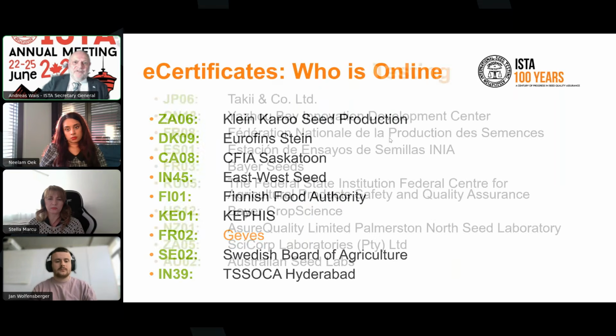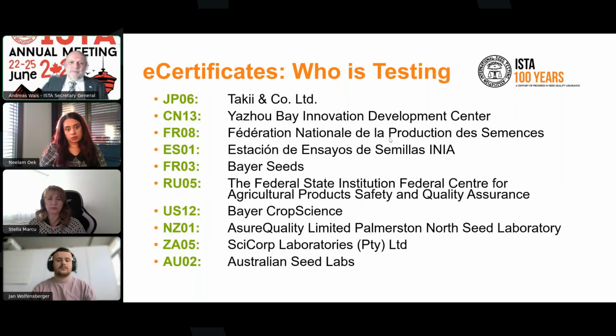We have in final testing also a number of other laboratories. That is Japan 6, China 13, France 8, Spain 1, France 3, Russia 5, US 12, New Zealand 1, South Africa 5, and Australia 2. And with Russia 5, you see that even Russian labs are looking into that. So it may not be the case that it is totally true that Russia is not accepting them when they are self inside the system.